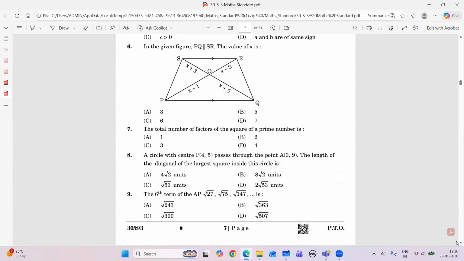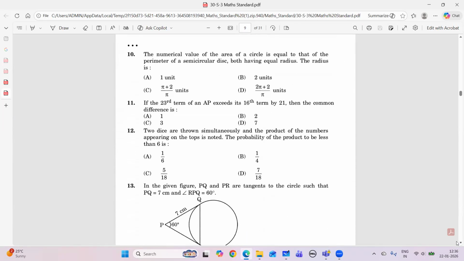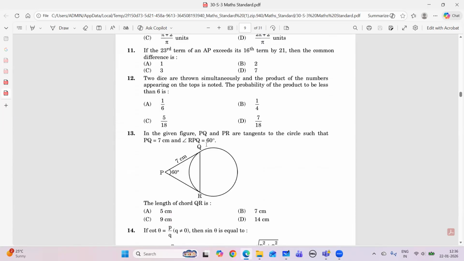Let us correct the question. This is the Hindi version, this is the English version. In the given figure, PQ and PR are tangents to the circle such that PQ is 7 centimeters and angle RPQ is 60 degrees. The length of the chord QR is dash.